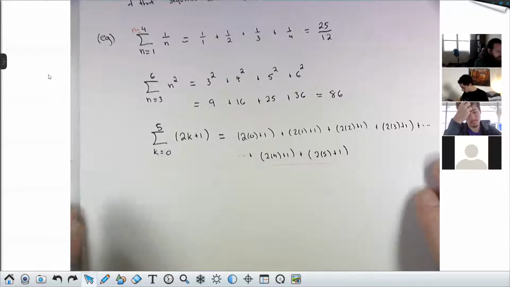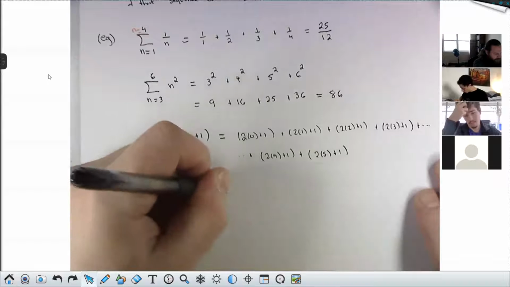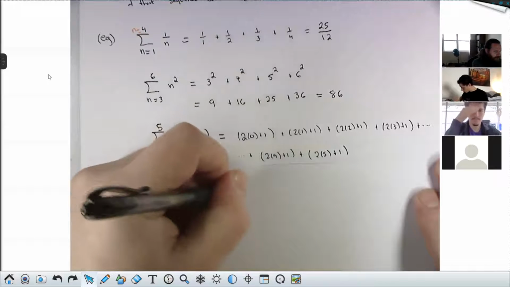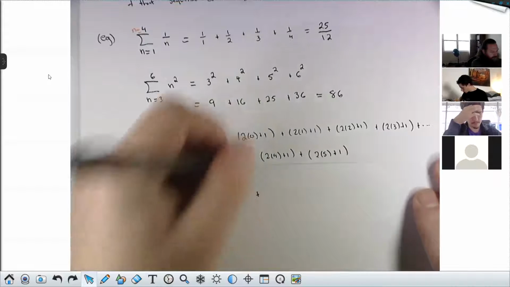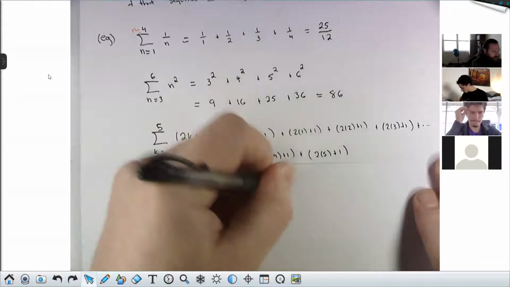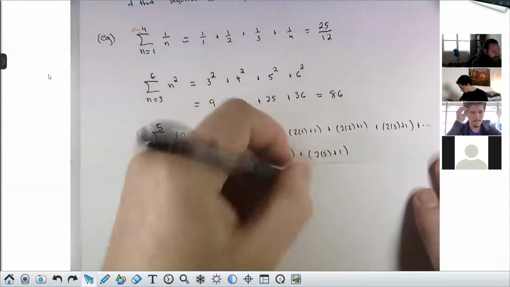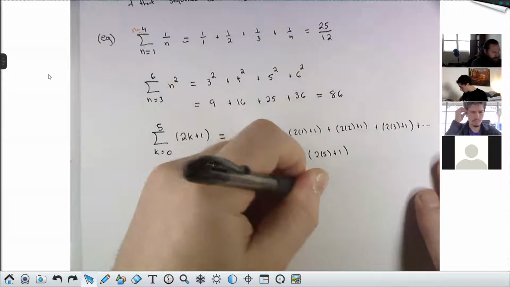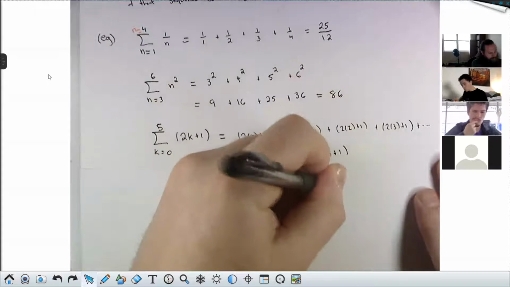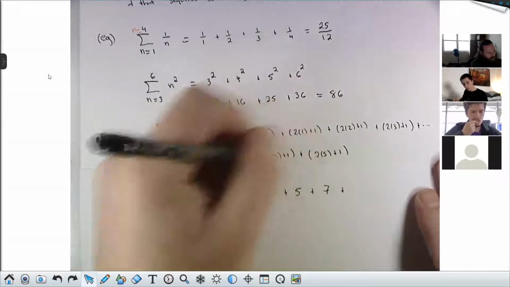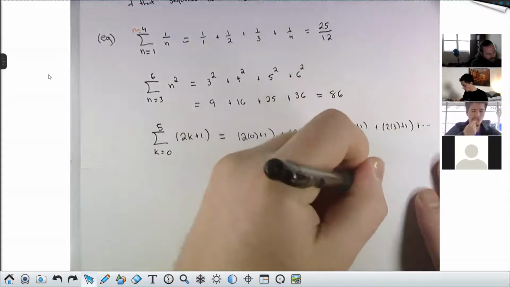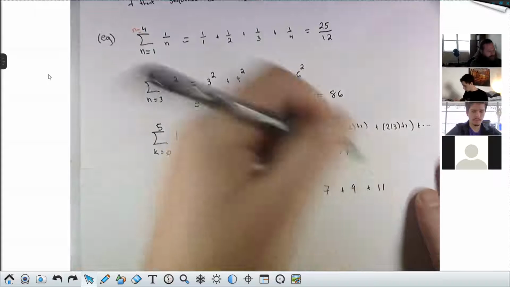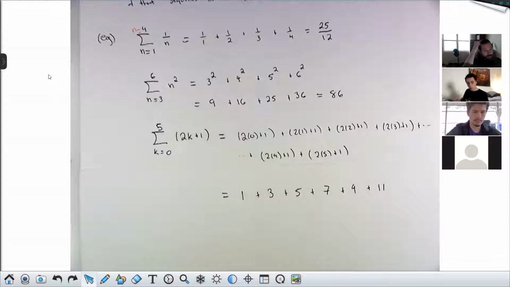2 times 0 plus 1 is 1. 2 times 1 plus 1 is 3. 2 times 2 plus 1 is 5. 2 times 3 plus 1 is 7. 2 times 4 plus 1 is 9. And 2 times 5 plus 1 is 11. So this is the sum of the first 6 odd numbers.